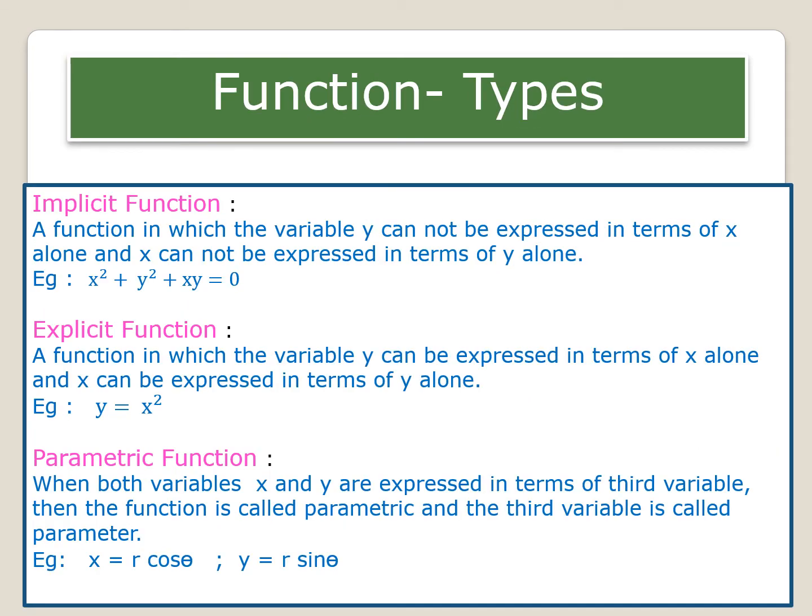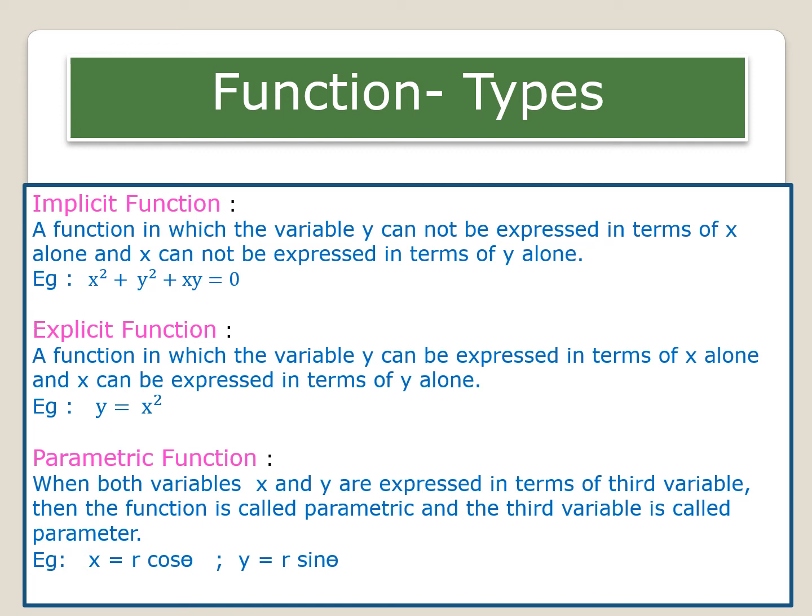Then, implicit function, a function in which we cannot write the variable y completely in terms of x only, and neither can we write x completely in terms of only y. So, this type of function is called an implicit function. Example, x square plus y square plus xy equal to 0. Observe, in this example, we cannot express x in terms of y or y in terms of x.